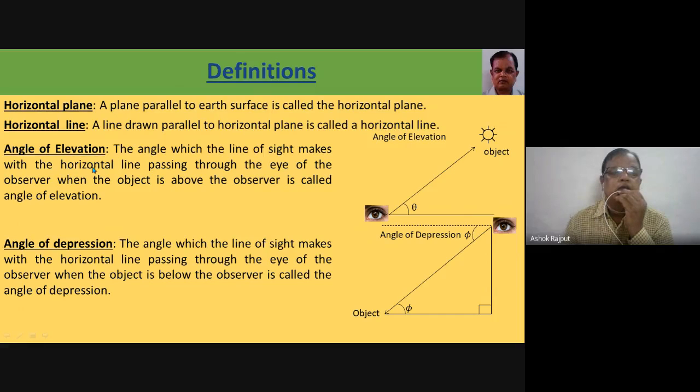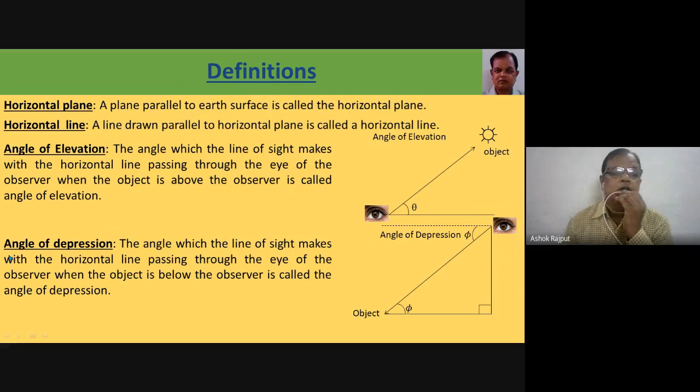Now angle of elevation. The angle which the line of sight makes with the horizontal line passing through the eye of the observer when the object is above the observer is called the angle of elevation. Here the object is up above the observer and the eye is here, the angle is theta. It is the angle of elevation.